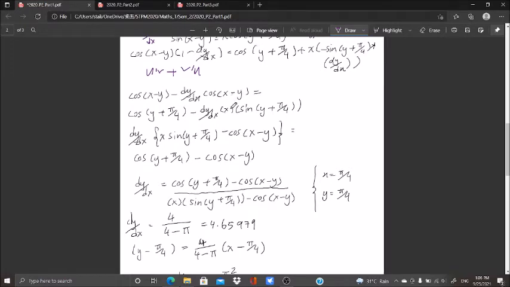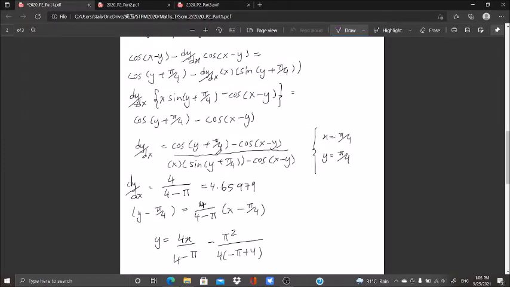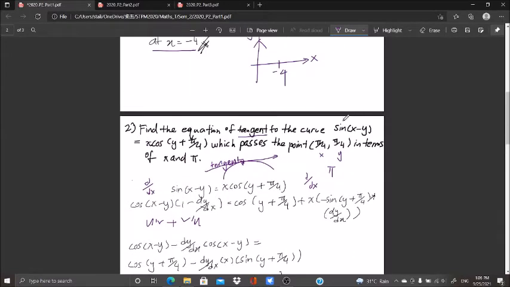So after we differentiate, we can obtain these terms, and then we separate out our dy/dx on the left-hand side, and separate out this whole thing on the right-hand side. Substitute in x equals pi over 4. Substitute in y equals pi over 4, because we are checking for the point pi over 4 and pi over 4, which means this line is actually passing through this point.